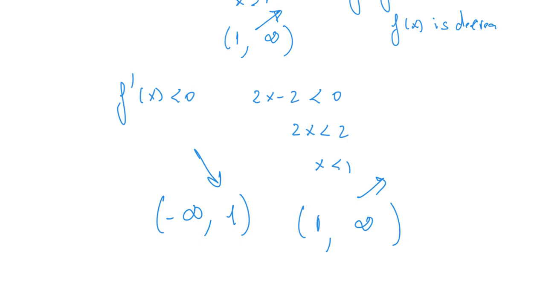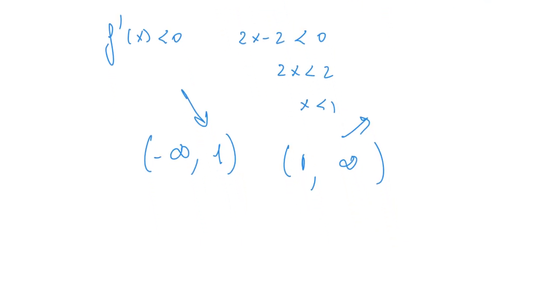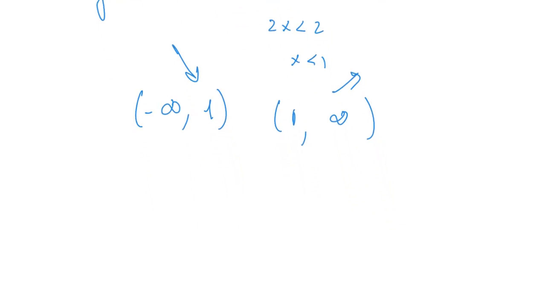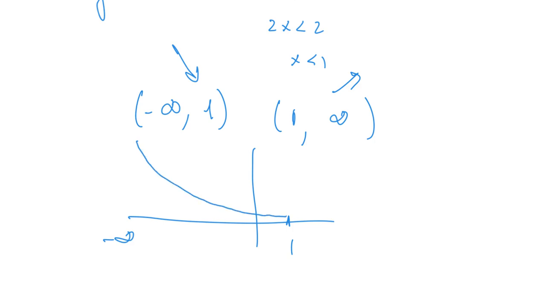And what happens at the point 1? Look at this. The function is decreasing from minus infinity to 1. This is 1. The function is decreasing, and after 1, the function is increasing. So what point is the 1? It is a minimum. We found the minimum of the function.